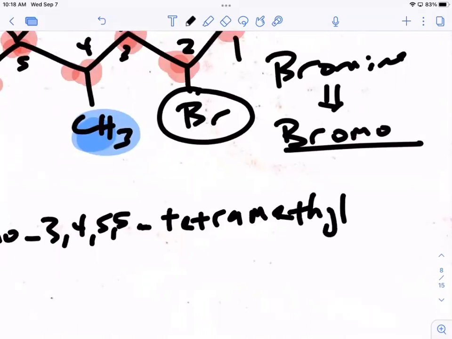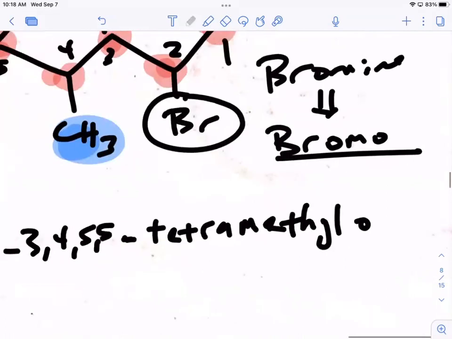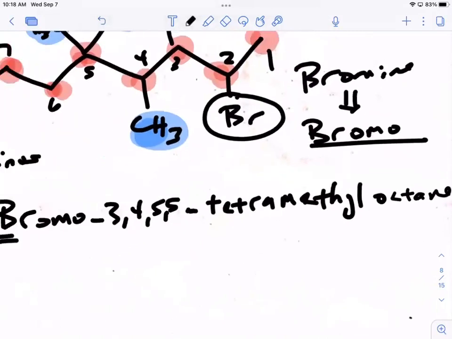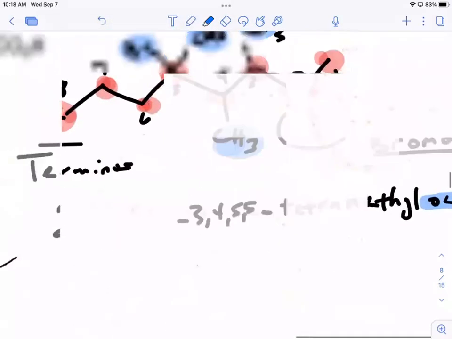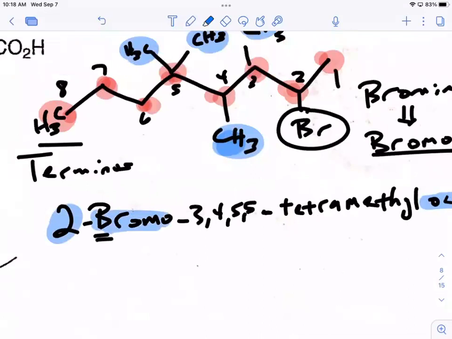All right, tetramethyl octane. Octane is my parent because it's the longest chain. We have a substituent at position 2, which is a bromine. If you notice, the number always precedes the substituent. Its address precedes it: the place where it lives on the chain, we put that number in front to tell you where it lives. So the street is octane, the address is the number before the substituent, and the substituent itself is the resident.